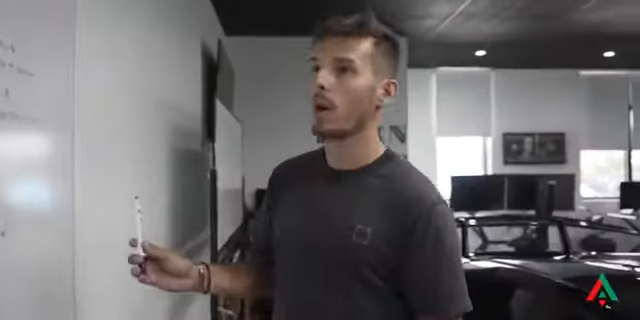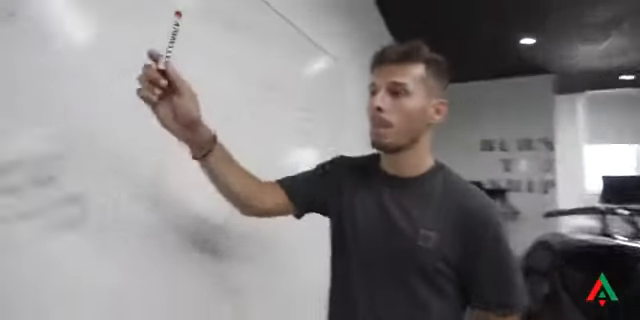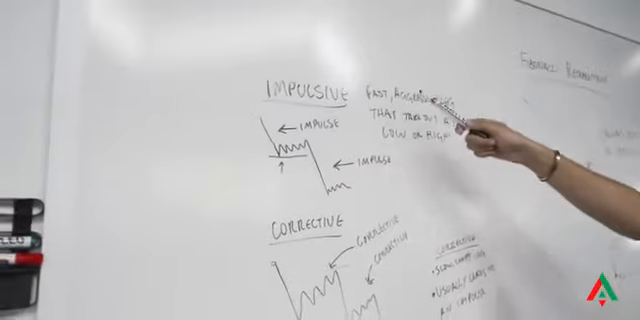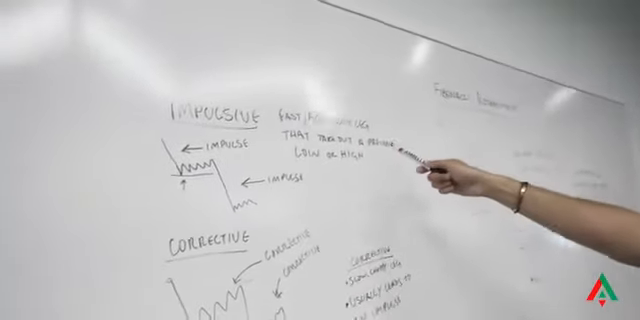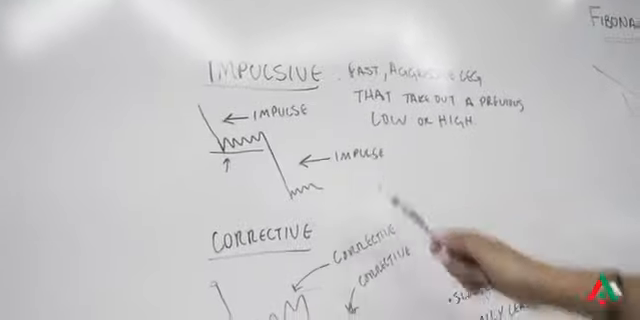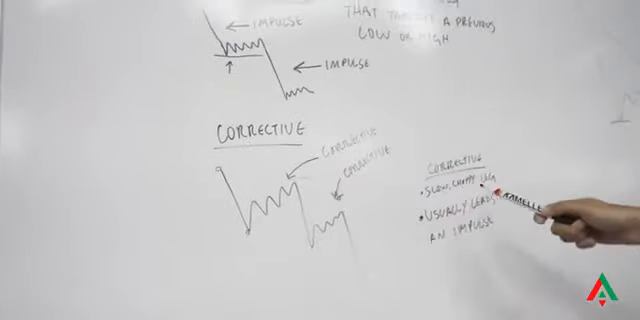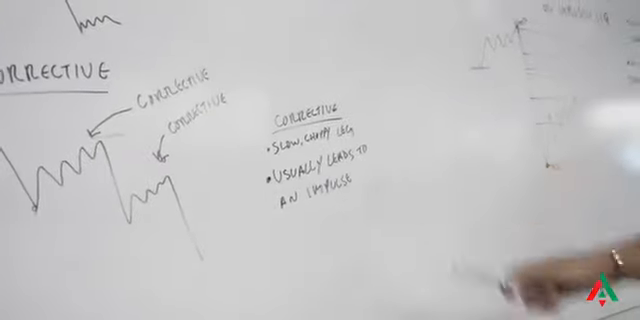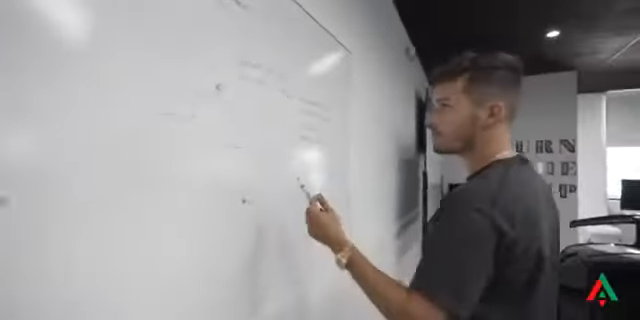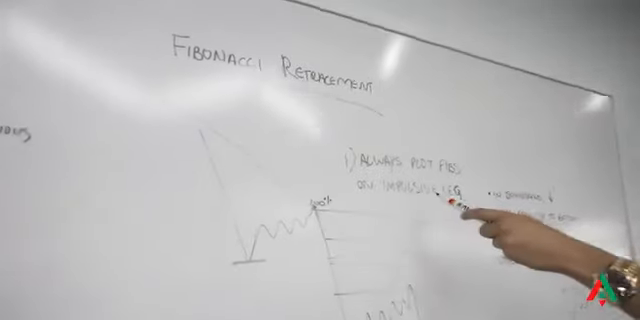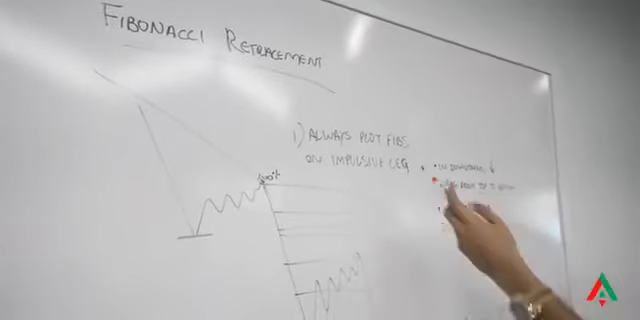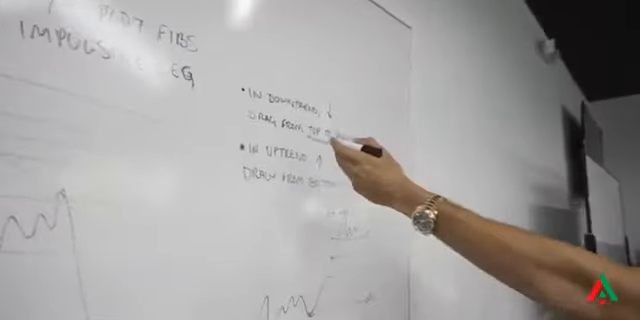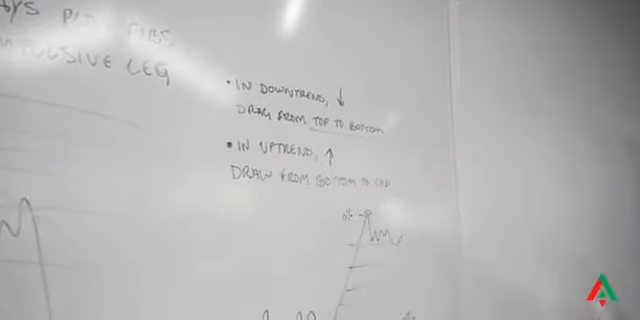So let's just do a quick note recap. Make sure you have this: impulsive legs are fast, aggressive legs that take out a previous lower high. Drew a little example here. And corrective legs are slow and choppy legs that usually lead to an impulse, sideways movement. Always plot fibs on your impulsive leg, always. In a downtrend, draw from the top to the bottom. In an uptrend, draw from the bottom to the top.